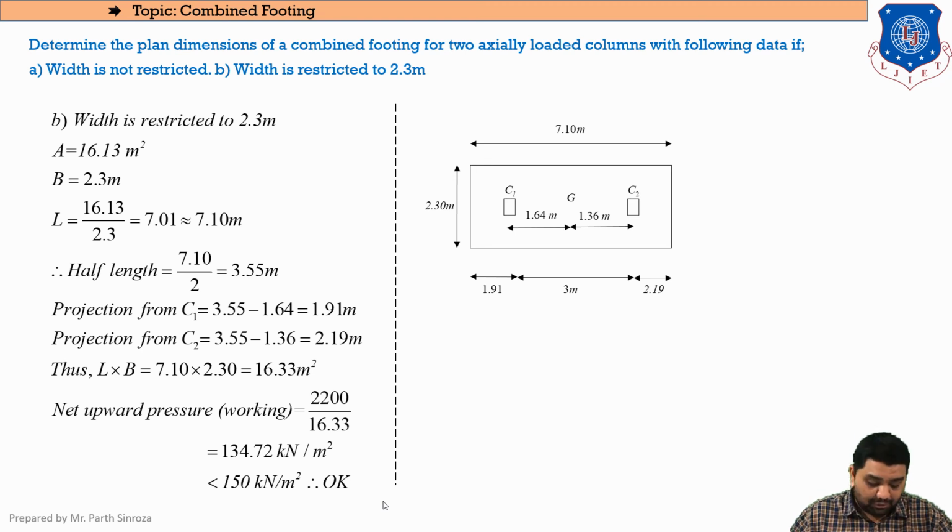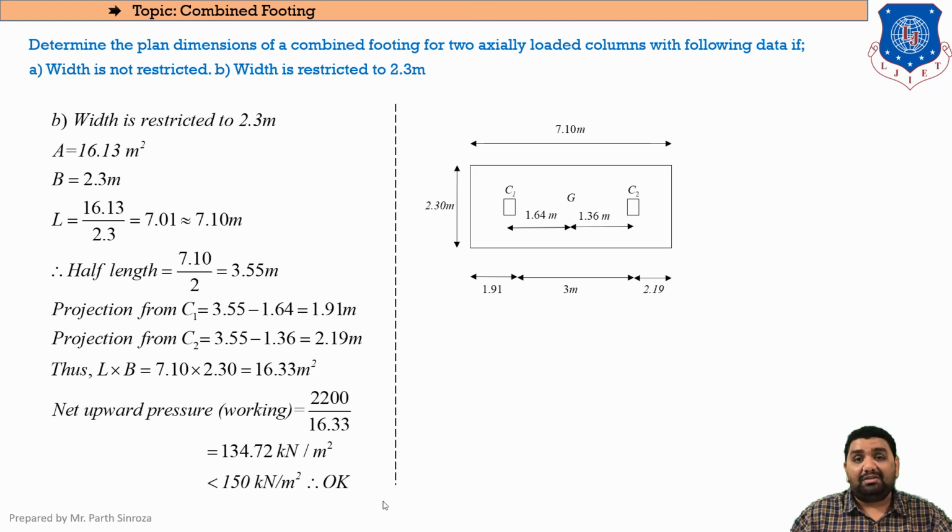So the half of the length will be 7.10 divided by 2, that will be 3.55 meters, and the projection from C1 will be 3.55 minus our CG distance, that was x bar. So it comes out to be 1.91 meters, and the projection from C2 will be 3.55 minus 3 minus x bar. 3 minus x bar was 1.36, so it will come out to be 2.19 meter. So the total actual length will be 7.1 cross 2.3, which gives the answer to be 16.33 meters square. That will be the area.